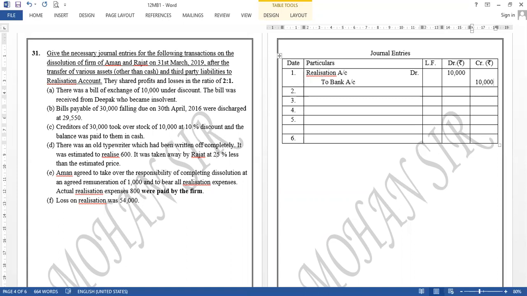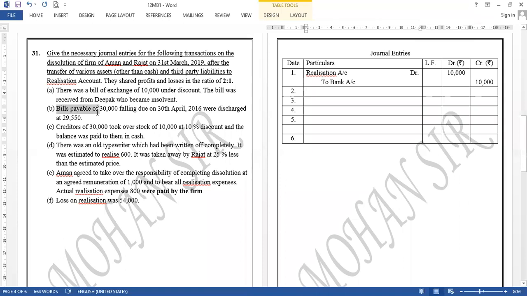Discounting of bills, we are done with, right? We did it in 11th. Now what happens is that when we discount a bill, it is understood that the bank is going to go to the customer and ask for the payment. If the customer doesn't make the payment, the bank is going to deduct the amount from our bank account. So our money is gone, so bank gets credited, and realization, because we are paying at the time of dissolution. So realization account, because all the assets and all the liabilities have already been transferred to the realization account, and this is a common statement. Okay.